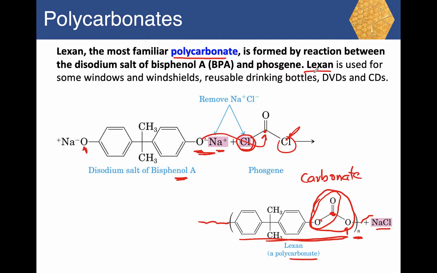Of course, what's done in industry is that different industries develop different polymers and patent these polymers, and that's how they make their profits and their money. So Lexan here is used for some windows. As you can tell, it's very, very hard, and it's used for windshields, reusable drinking bottles, and DVDs and CDs. So this is the polycarbonate, or the polymer, that's used to make these products.